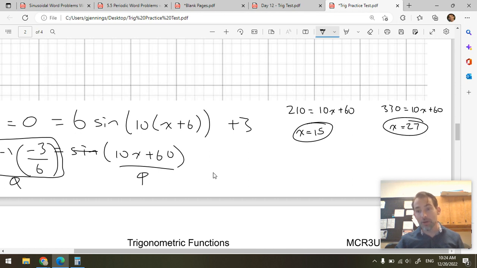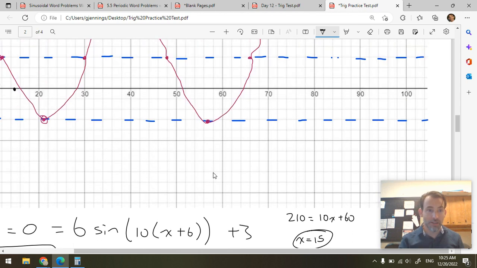And then how would I get more x-intercepts? Well, I could add the period, 36. So 15 plus 36 is 51. x equals 51 should be the next x-intercept. And 27 plus 36 gives me 63. x equals 63 will be the next x-intercept. Let's go check. 15, 27.